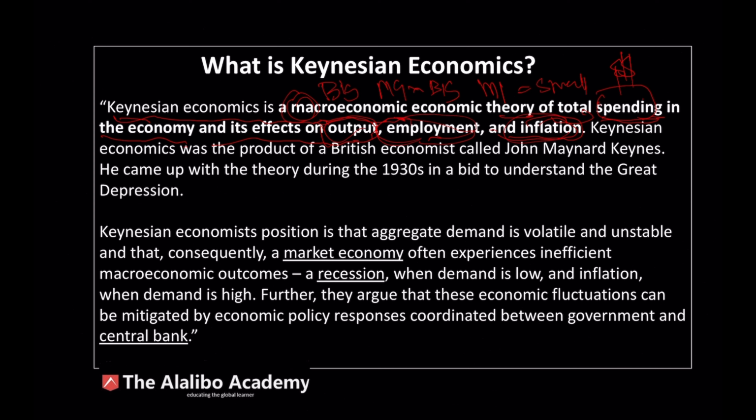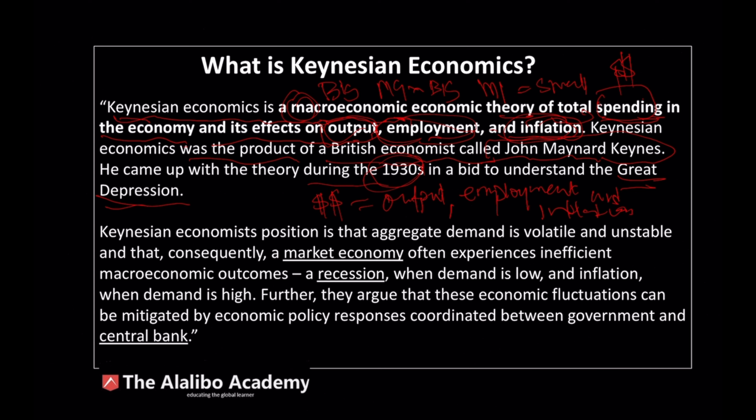And we're going to take a look at inflation and employment in a minute. So Keynesian economics was the product of a British economist called John Maynard Keynes. Again, it's important for us to understand the origin of this theory. He came up with the theory during the 1930s. Now, what was happening in the 1930s? The Great Depression was going on, and he comes up with this theory to understand how spending of citizens impacts output, employment, and inflation. It's important to understand how this plays out, because this is how government policies are formed. This is how government understands the economy, and how measures are taken to correct the economy and so forth.